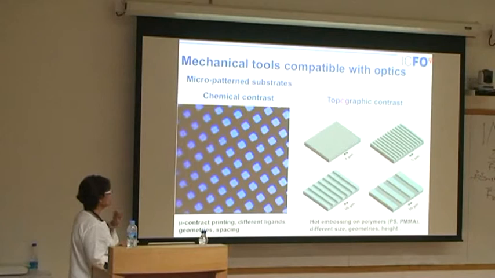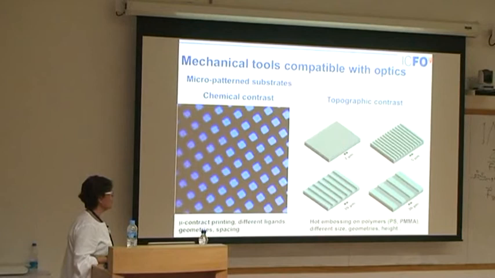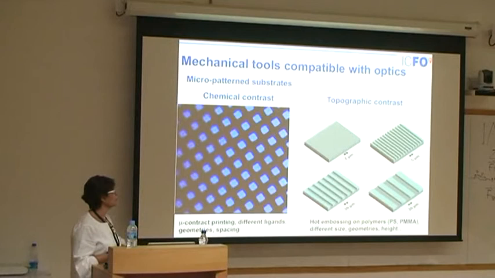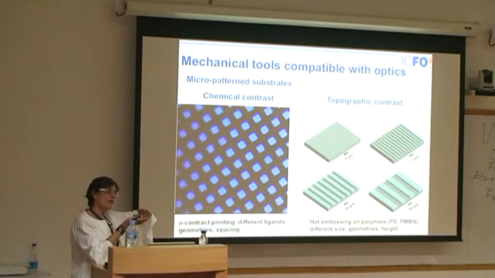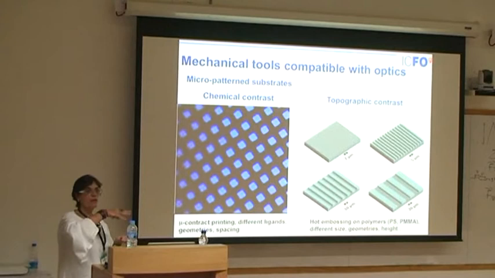We're also using topographic contrast by using this technique of hot embossing. This is in collaboration with a group in Barcelona, so that we use different polymers like polystyrene and PMMA, and then we do this hot embossing so that we can have large substrates, again, of different sizes, geometries, and what is also important, of different height. So what we can see is that cells are extremely sensitive to height differences, even below 100 nanometers. So we can make these topographies going from 100 nanometers up to 1 micron and then see the differences. So, of course, the idea is that we use this to see the cells, and then we mount this into our single molecule setup so that we can look at the dynamics.